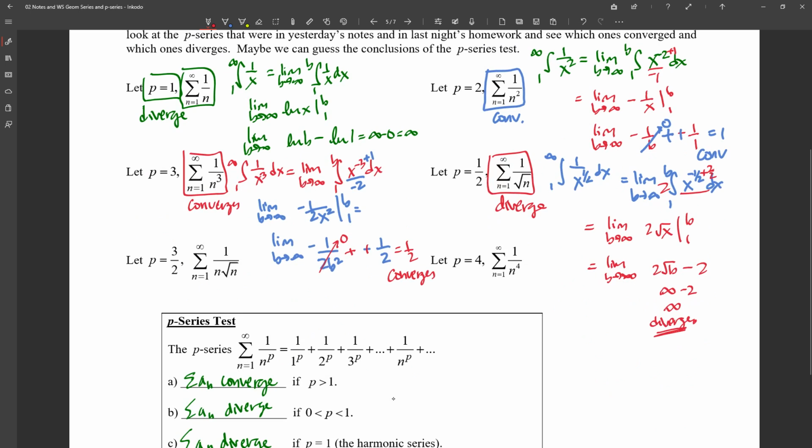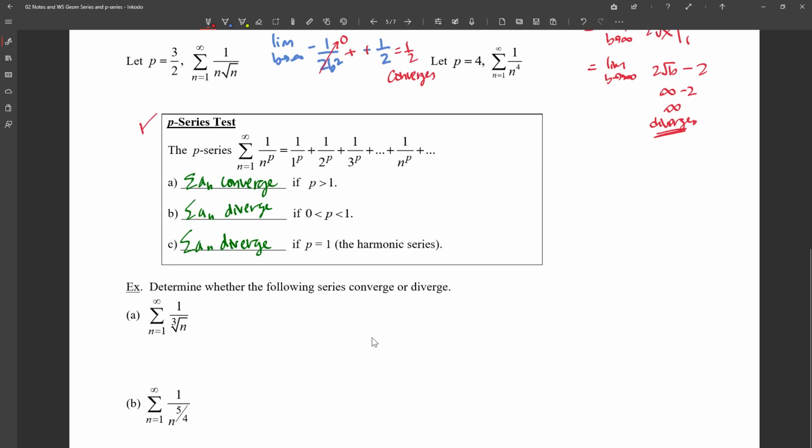All right, if p is greater than 1, so this exponent right here, if it's greater than 1, my series converges. If p is equal to 1, which is a special series called the harmonic series, then I know that my series will diverge. And if p is a fraction between 0 and 1, then I also know that my series will diverge. So all of this here, you don't need to know, but I wanted to show you where it came from. It's really just from taking the integral. But if you have this format, you can just memorize this p-series test here, okay? And that will help you to figure out, does a series converge or diverge?